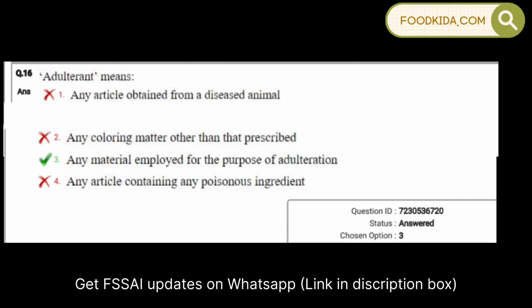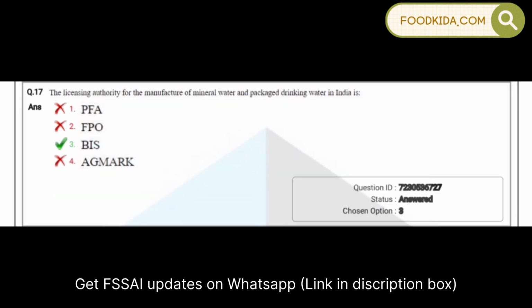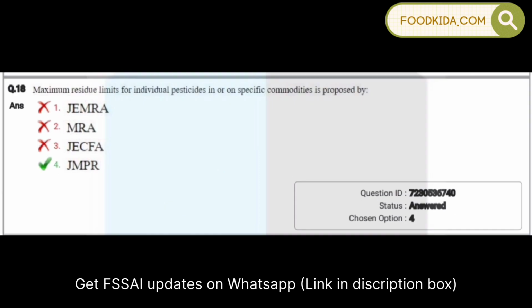So, in the FSS Act 2006, in the first chapter, they have given each and every definition of the important words, in which the adulterant definition is also there. So you can check from the Food Safety and Standards Act 2006. Must read the 2006 Act. The licensing authority for the manufacturing of mineral water and packaged drinking water is BIS. The maximum residue limits for individual pesticides in or on a specific commodity are proposed by JMPR.